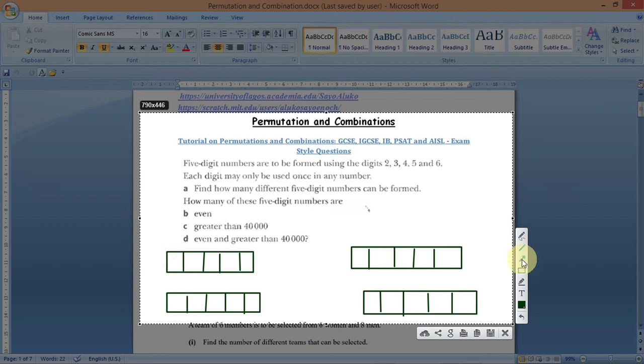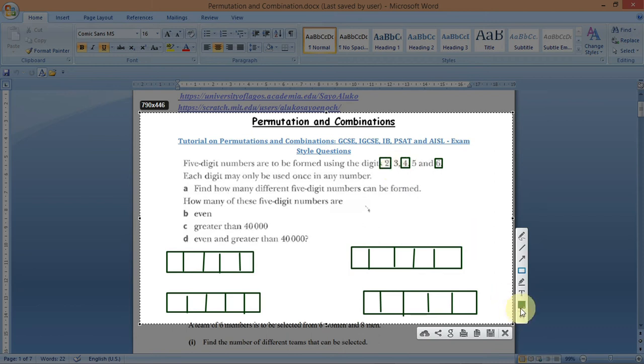So now look at what we have here. Let's start with the digit that can end. Any of these digits can end it to be an even number. That is for even numbers. But now the problem is that to be greater than 40,000, 2 and 3 cannot start.